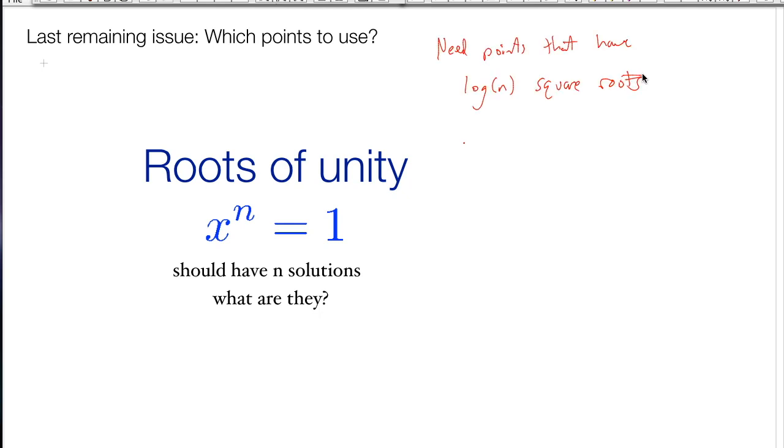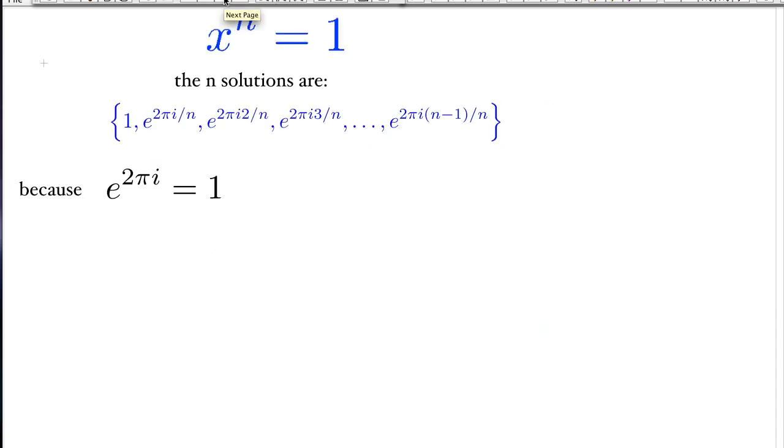And there are several candidates. The ones we're going to pick are these roots of unity, the complex roots of unity. There's another choice. You can also use elements of a finite field, so modular arithmetic. Let me not go down that tangent. Let us first identify the roots of unity. So what are the roots of unity?